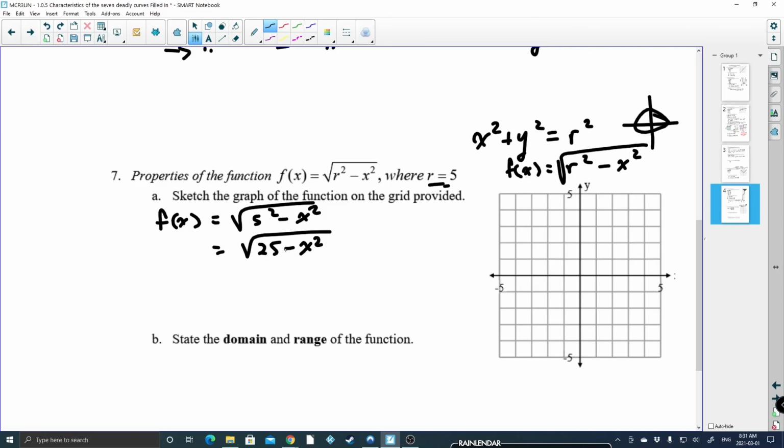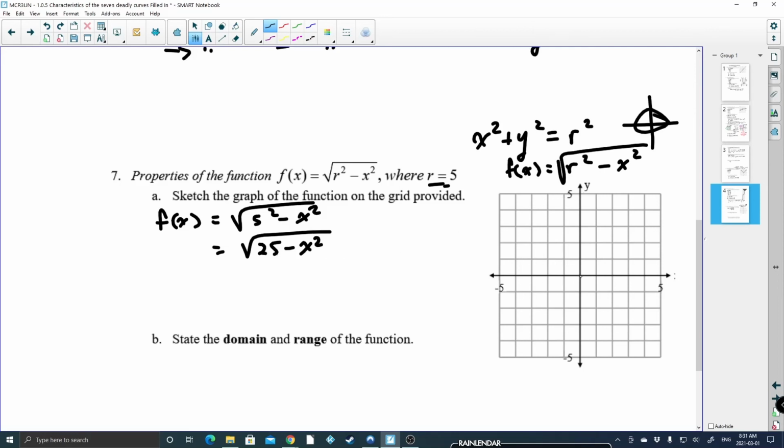Now for this one, I actually think, and most people will agree with me, that you only need to know the radius and an example of what the shape looks like to be able to remember what this graph looks like.